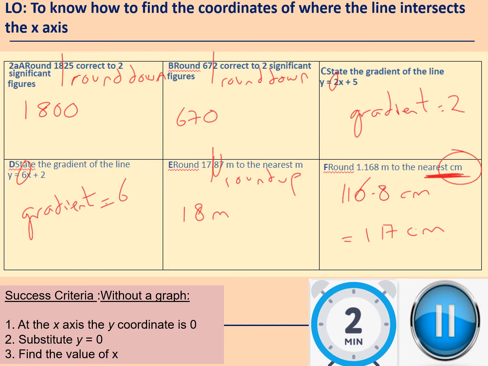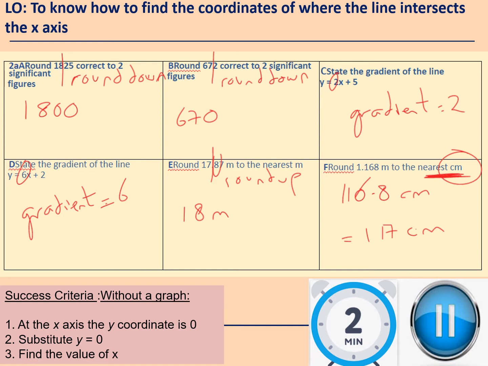If we wanted to round numbers, one of the ways is to count only the first few digits, or figures, that have a value attached to them. This method of rounding is called significant figures and is often used with large numbers or very small numbers. Question 2a asks us to round 1825 to two significant figures. We look at the first two figures, and then the third figure: is it less than 5? It's less than 5, so we round down to 1,800.